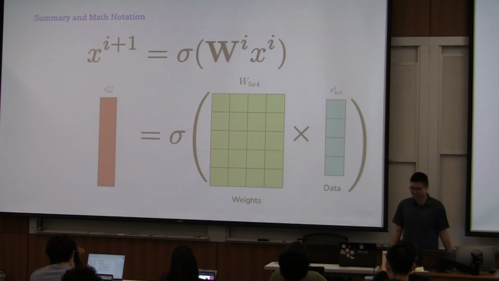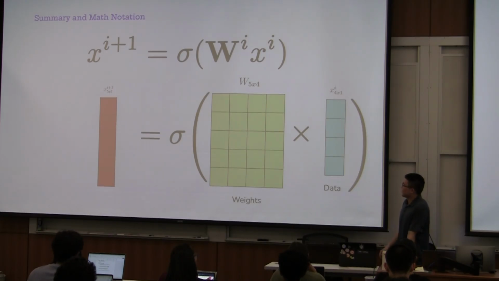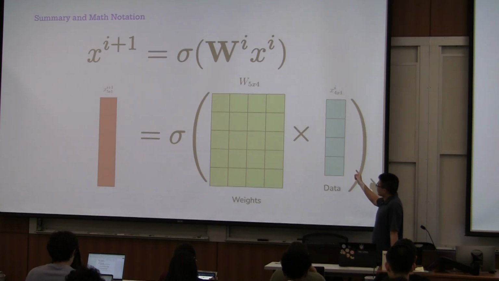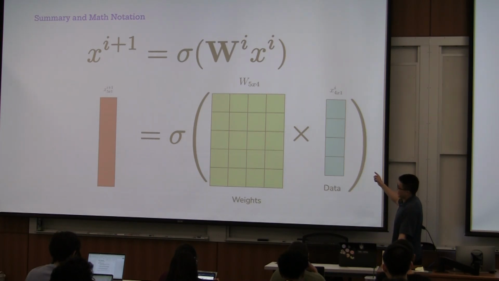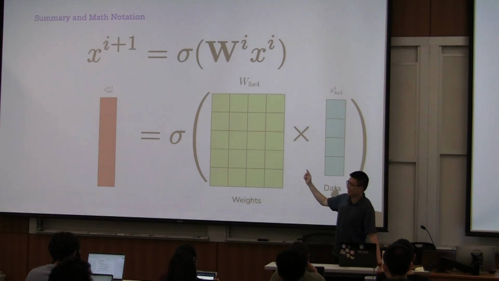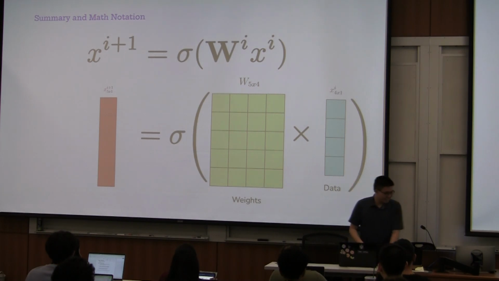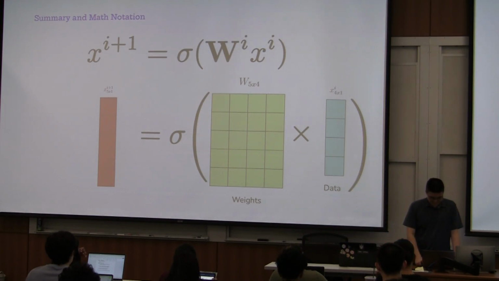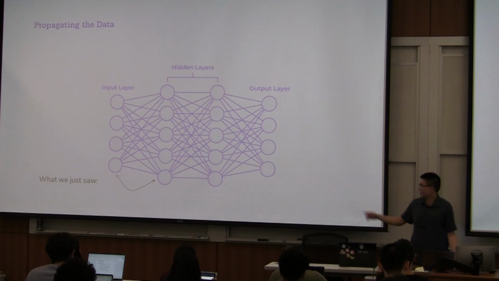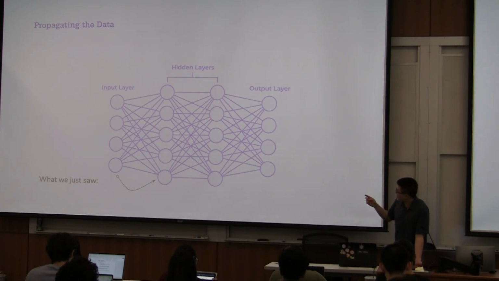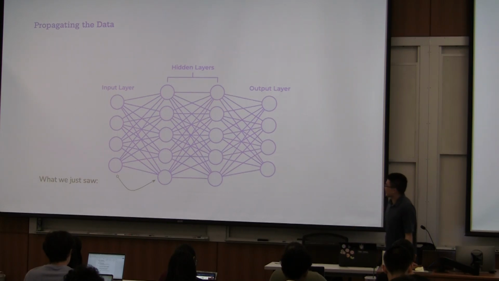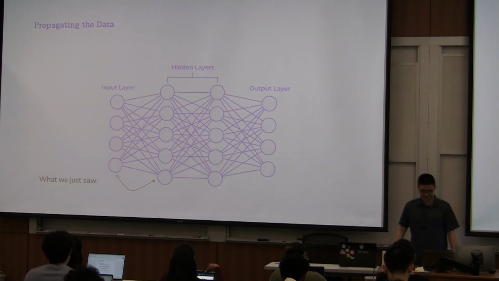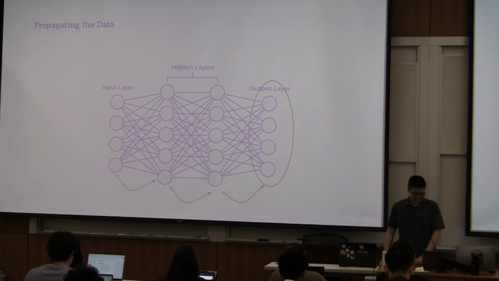Okay, so basically this is the summary of what we did. We took the data, we took the weights, we did a matrix multiplication, and then we applied the activation function, and we get the output of the first layer. Okay, now this is what we just did, right? But we have how many layers? 1, 2, 3. Well, we have 2 hidden layers and 1 output layer, so we'll do that 3 times. So just like that, and then we'll get the output.